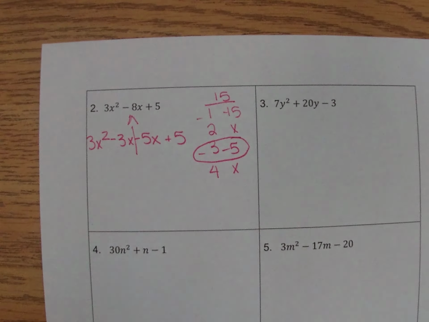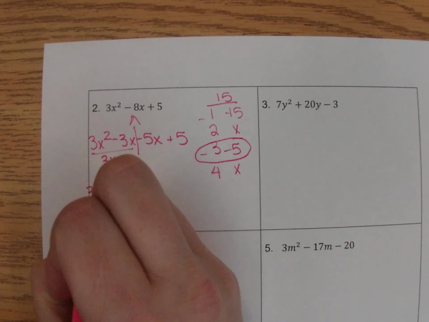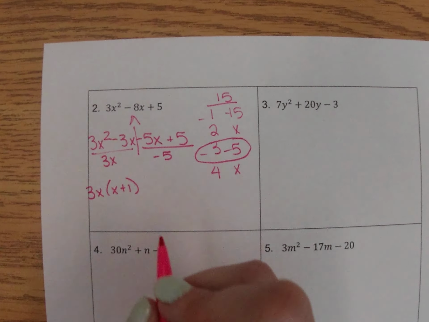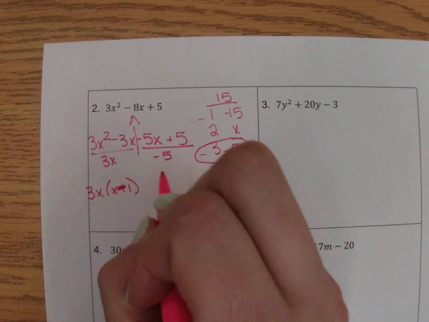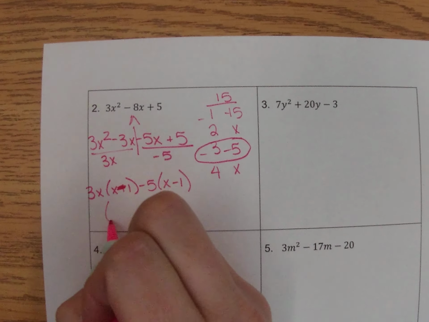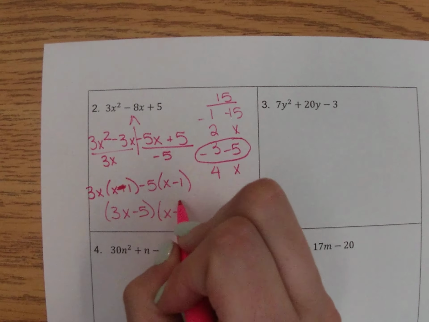And then I'm going to go into factoring by grouping. Oh, this is a minus. Sorry, guys. So we'll get 3x minus 5 and x minus 1.